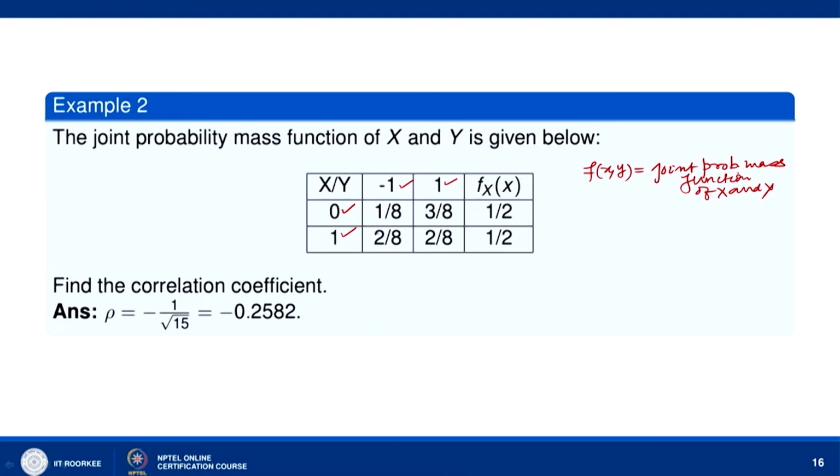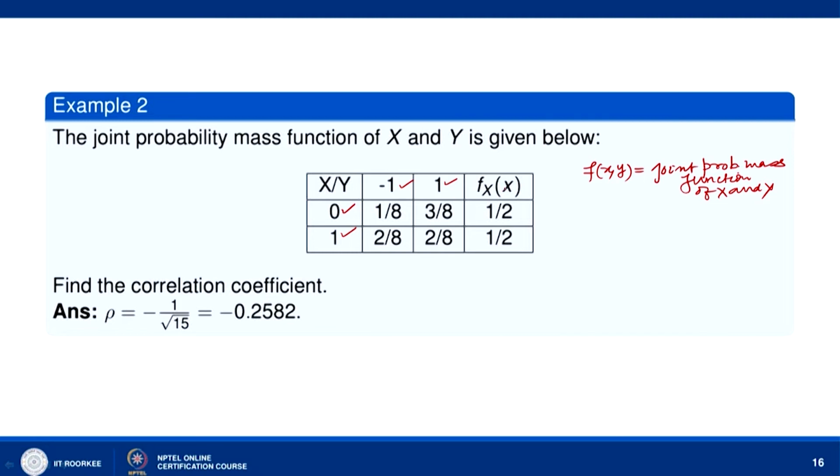So, this is the probability that x takes the value 0, y takes the value minus 1. This is the probability that x takes the value 0, y takes the value 1, and this is the probability that x takes the value 1, y takes the value minus 1. This is the probability that x takes the value 1, y takes the value 1.